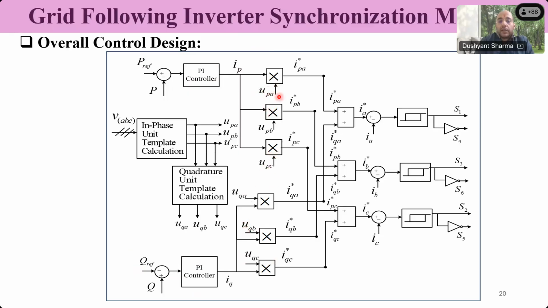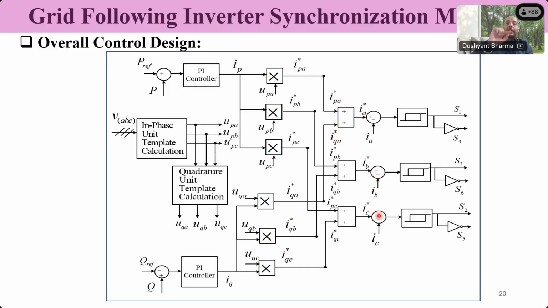We have the unit templates of A phase, B phase, C phase, and multiplying with the peak, we get the actual current reference for the in-phase component of the current in the ABC domain. Likewise, we can multiply the Q reference with the 90 degree shifted unit template. We get the IQA, IQB, IQC reference. We can add these two together to get the final A reference, B reference, C reference.